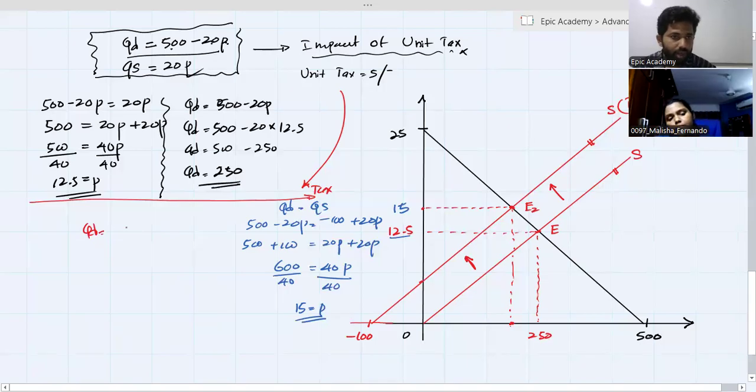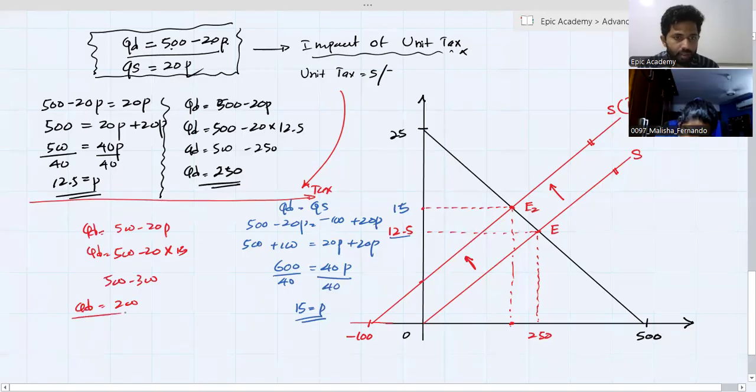So then 500 minus 20p. So then we can find the QD. 500 minus 20 multiplied by the price, 15. 15 multiplied by 20, it is 300. So 500 minus 300 means 200. So what happened to the amount? It reduced to 200 from 250.